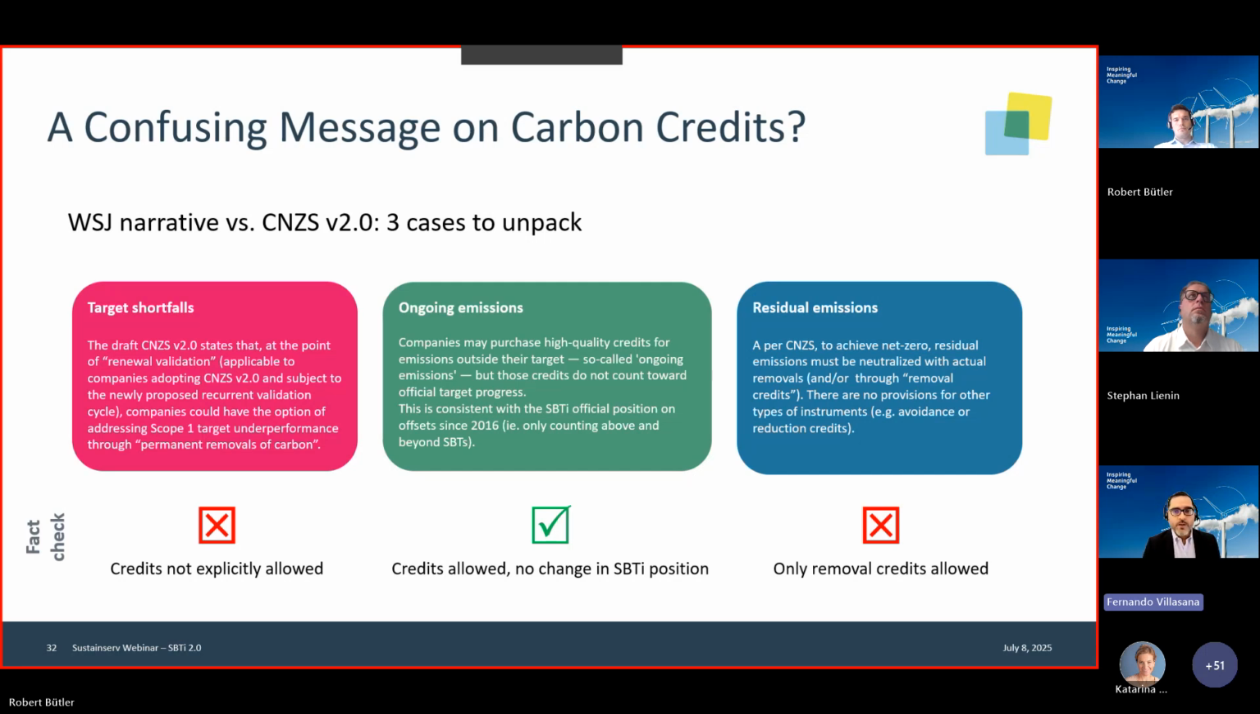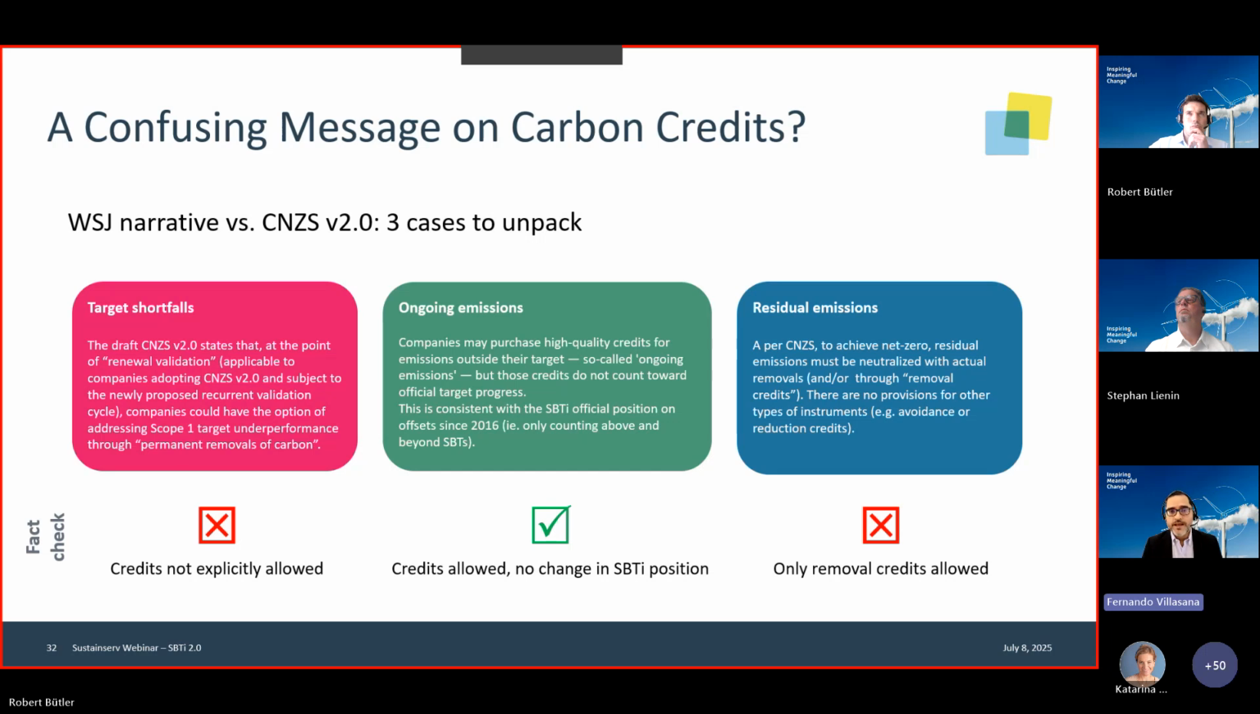The second one is that companies may purchase high quality credits for addressing their so-called ongoing emissions. So those are emissions that continue to happen over the target time frame, even if companies reduce emissions. So this is essentially the emissions that still occur even if a company is delivering on its target. And again, there is a chance to now explicitly in the standard apply credits towards those ongoing emissions. It's actually recommended, but it doesn't change at all what the SBTi official position has been since 2015. Credits only count above and beyond SBTs. So this is consistent with that position. No change has happened, and yes, credits would be allowed for that.